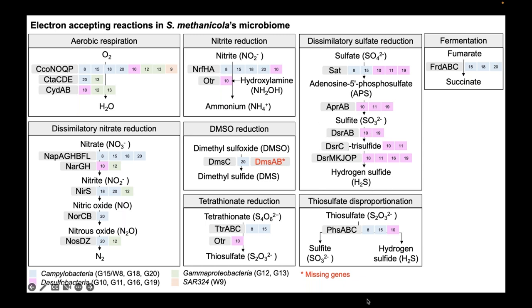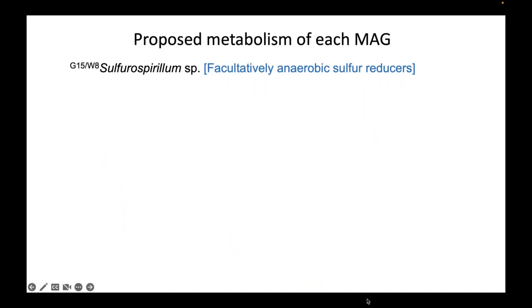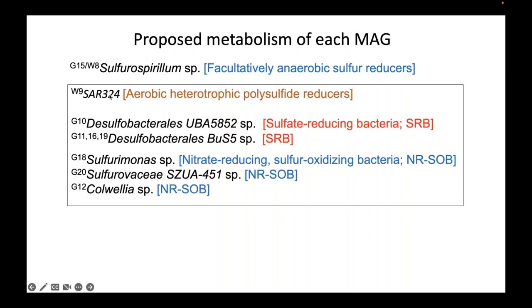So based on the gene annotations and also on literature search of previous studies, we predicted the dominant Sulfurospirillum species in the ice worm to be facultatively anaerobic sulfur reducers. The SAR324 MAG recovered from the worm fragments of the ice worm showed potential for aerobic heterotrophic polysulfide reduction. And all the MAGs that were classified as Desulfobacterales showed potential for sulfate reduction.